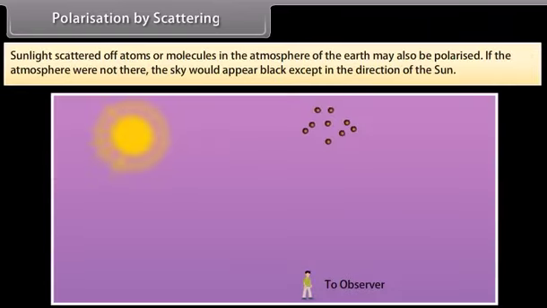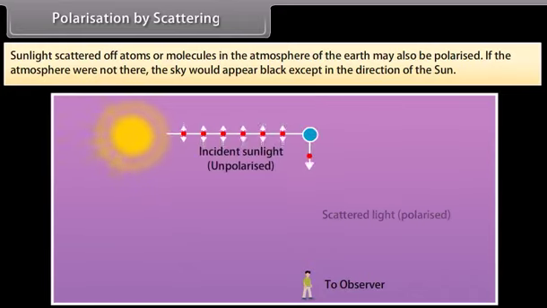Sunlight scattered off atoms or molecules in the atmosphere of the Earth may also be polarized. If the atmosphere were not there, the sky would appear black except in the direction of the sun.